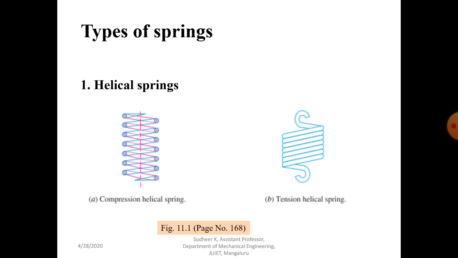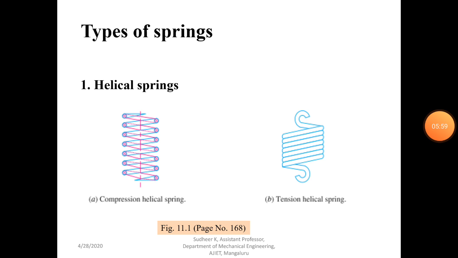You should note that even though the spring is subjected to compression in the case of a compression helical spring, and tension in the case of a tension helical spring, the stress induced in the wire, you can see here, this is the wire, is always shear stress. That is one of the important notes.